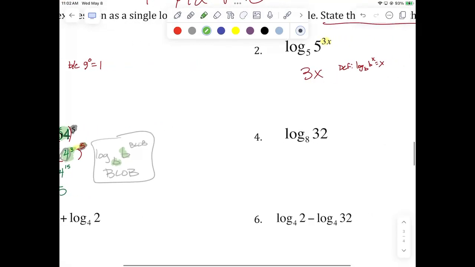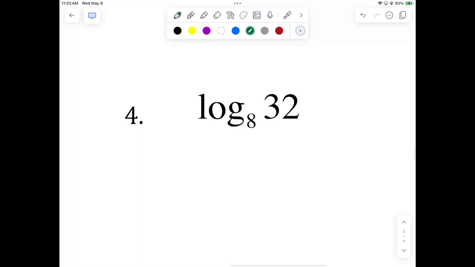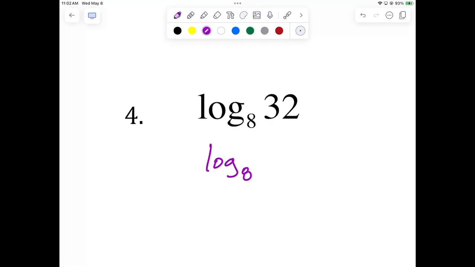Okay, number 4, log base 8 of 32. Oh, my Jiminy Crickets. Can we write 32 as a power of 8? No, we can't. So what can we do? 8 to what power is 32? I got an idea. Can we factor 32 as 8 times something? It's 8 times what? 4.